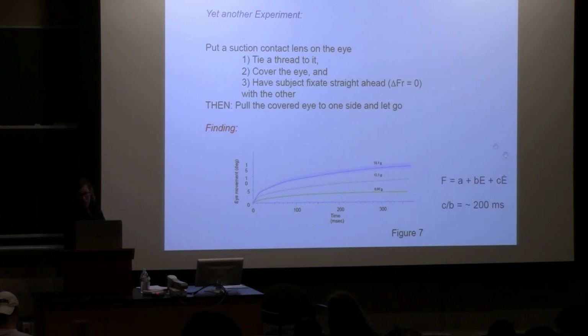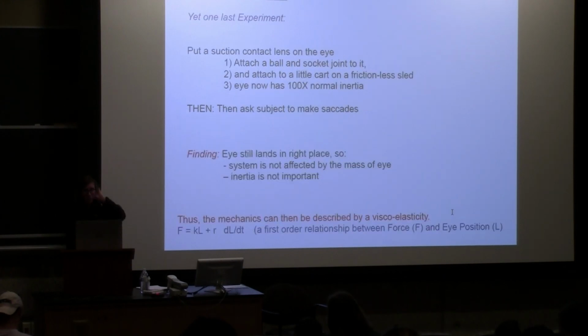And what he could do then is fit it with this equation here, and he could compute the C over B, which is effectively the time constant of this equation, and came up with something of about 200 milliseconds. Okay, so we have one last experiment.